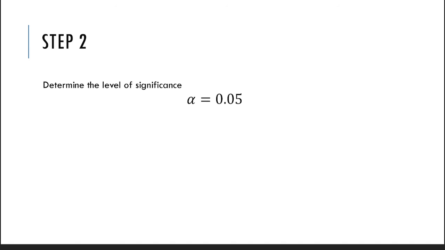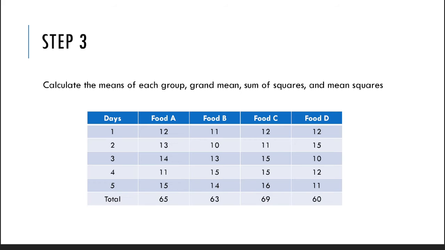So for step 2, all we need to do is determine the level of significance. Binigay na yun sa atin kanina sa problem, wherein our alpha there is 0.05 or 5%. Alright? So for step 3, we just need to calculate for the means of each group, grand mean, sum of squares, and mean of squares. And for this video, para hindi maging matagal yung transition natin sa mga bagay-bagay, I actually included the computations for the means, the grand mean, sum of squares, and mean of squares. So, i-guide ko na lang kayo kung paano siya titingnan.